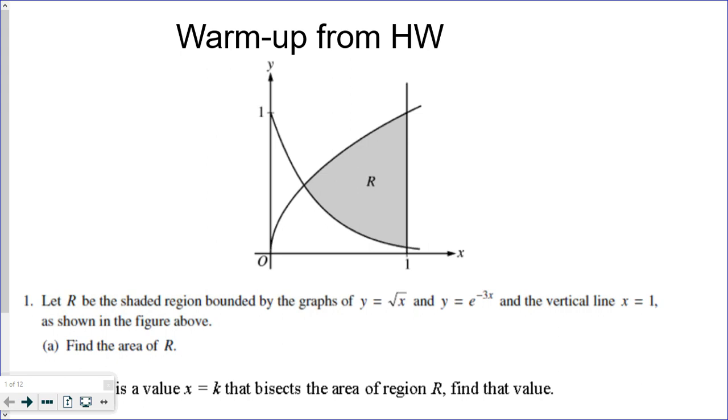All right, hello everybody, and on to our next lesson, which is talking about cross-sectional volume. By this point in Unit 5, our application for integrals, we should be able to find the area between two curves, whether it is top minus bottom or left minus right. And that's going to help us lead into our first volume type of problem.